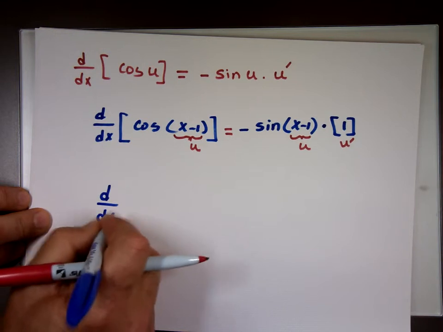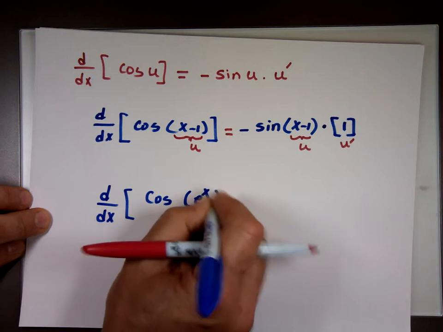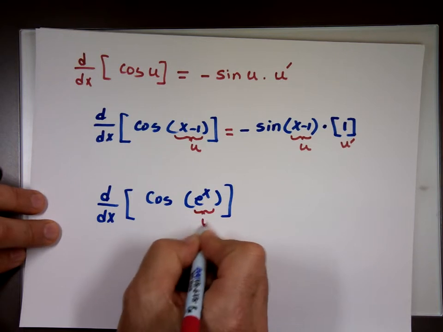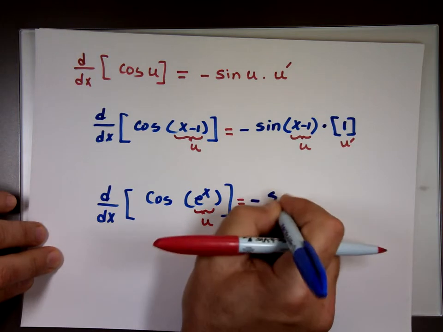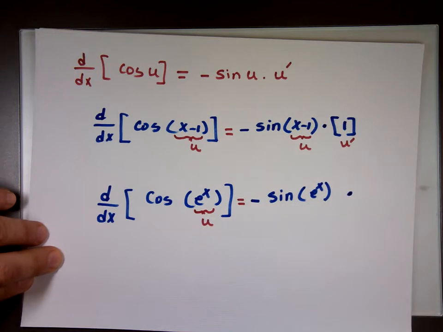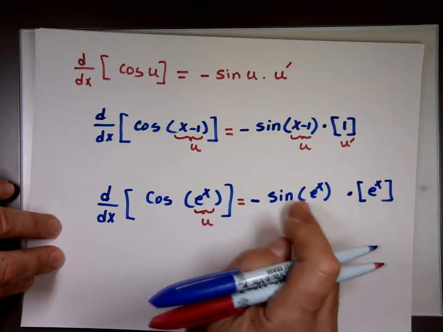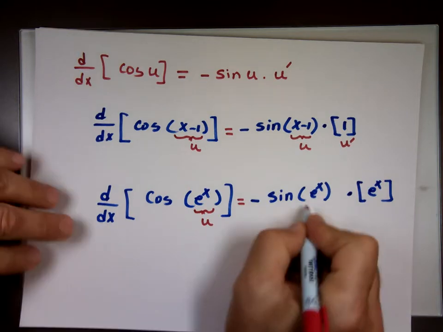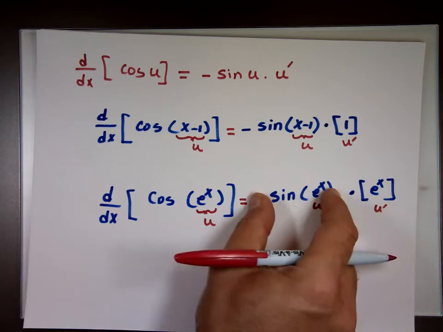The derivative of cosine e to the x. Again, this is my u here. Negative sine e to the x times the derivative of e to the x, which is e to the x. But don't multiply this e to the x times this e to the x. This e to the x times the sine of e to the x, the whole thing. So this is times all of this.